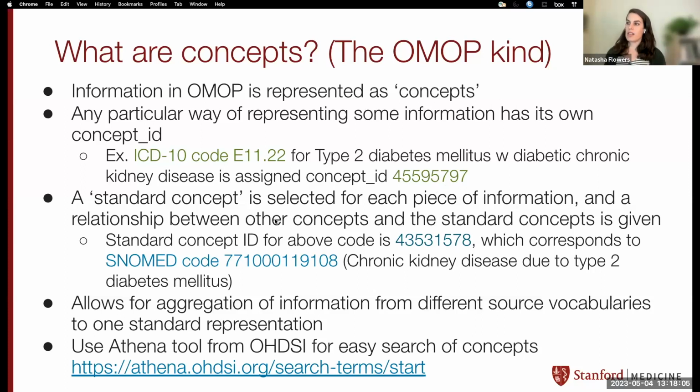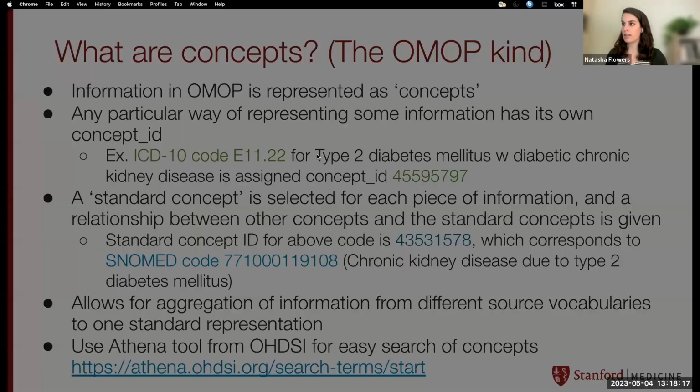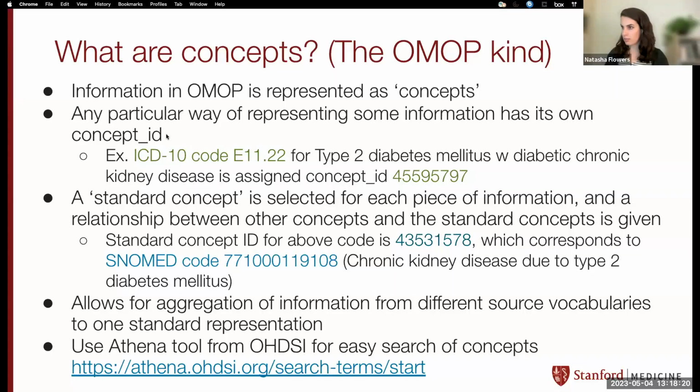Now, a standard concept is selected for each piece of information, and then there is a mapping between the original source concept and the standard concept. Different health systems might represent type 2 diabetes with chronic kidney disease in different ways, and all of those source concepts will map to a single standard concept that represents the actual idea. In OMOP, the standard concept ID for this is 435315578, which is actually a SNOMED code, a different vocabulary than ICD-10. You can see that the clinical meaning behind this code matches what was in the ICD-10 code.